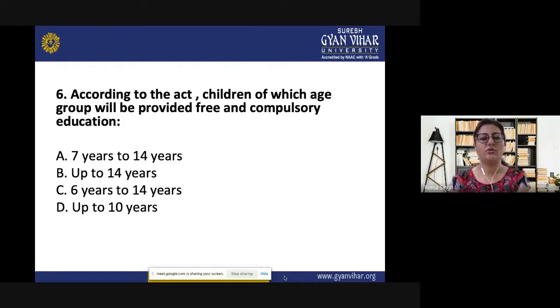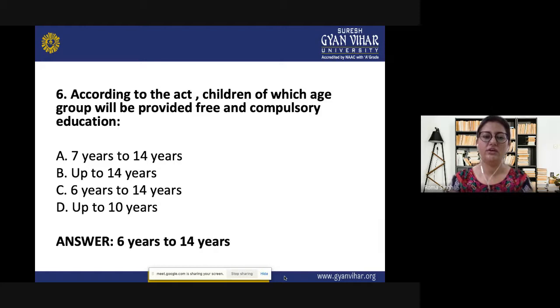The next question is, according to the RTE Act, children of which age group will be provided free and compulsory education? The options are 7 years to 14 years, up to 14 years, 6 years to 14 years, or up to 10 years. The correct answer is 6 years to 14 years. Children of that age will be provided with free and compulsory education.